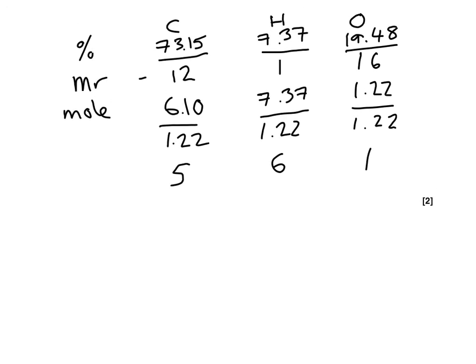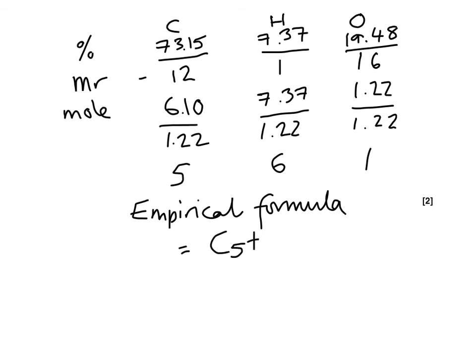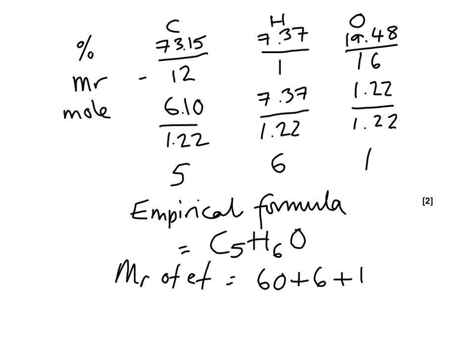Now this is our ratio, which means our empirical formula is C5H6O. The mass of the empirical formula, if you add these up, 5 carbons, 6 hydrogens and an oxygen, is going to be 60 plus 6 plus 16, which equals 82.